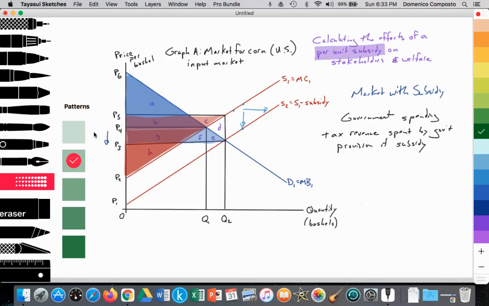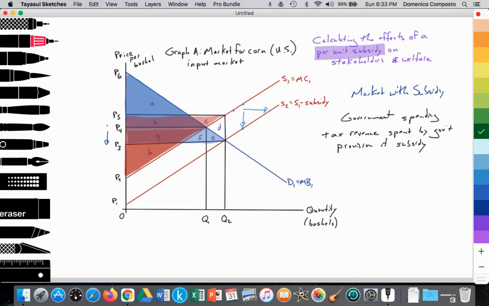Here is the subsidy, right? We want to see that the price received by the producer has increased, and the price paid by the consumer has decreased. The distance between P5 and P3 is the amount of subsidy for each unit.